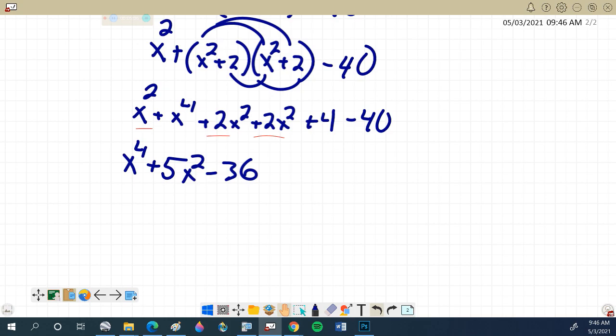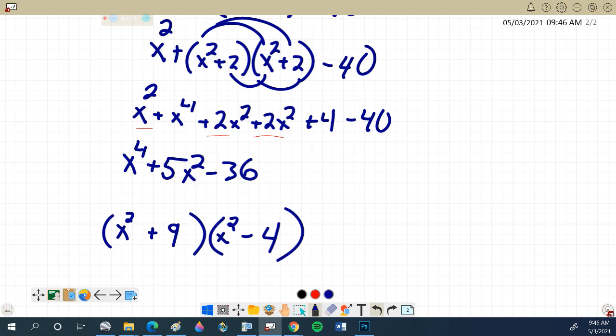That looks really frightening. But let's treat it like a quadratic. If it was a quadratic, are there two numbers that multiply to be negative 36, and add to be 5? Positive 9 and negative 4. Everybody understand that? So what goes in front of those? x squared.